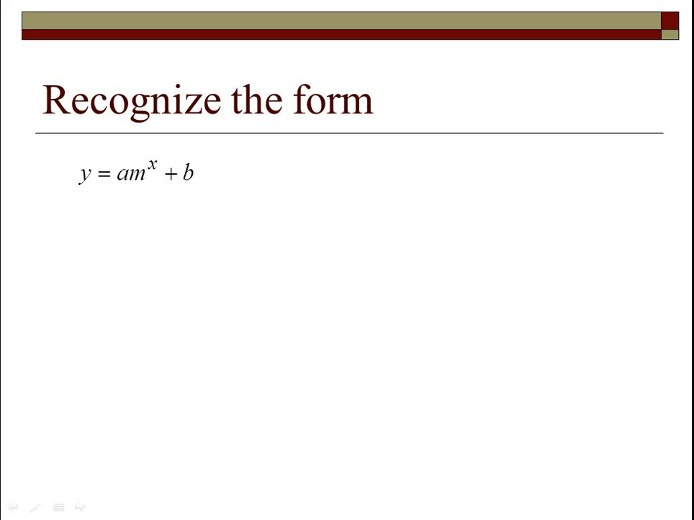Now, the important thing to realize is that b term actually represents an asymptote. So if we take an exponential function and we shift it up or down, we're going to move the asymptote. And that equation of the asymptote is going to be y equals b.